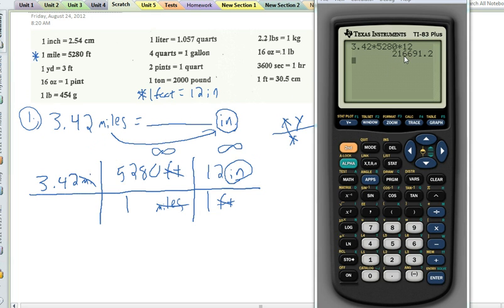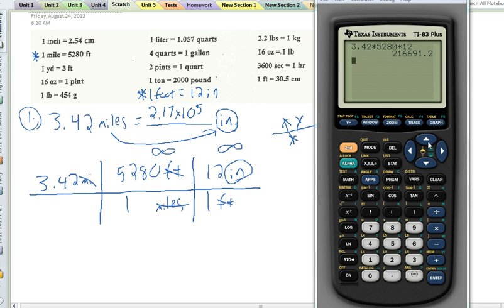So 216,691 rounded to just 3 significant figures would be written as 2.17 times 10 to the 5th inches.